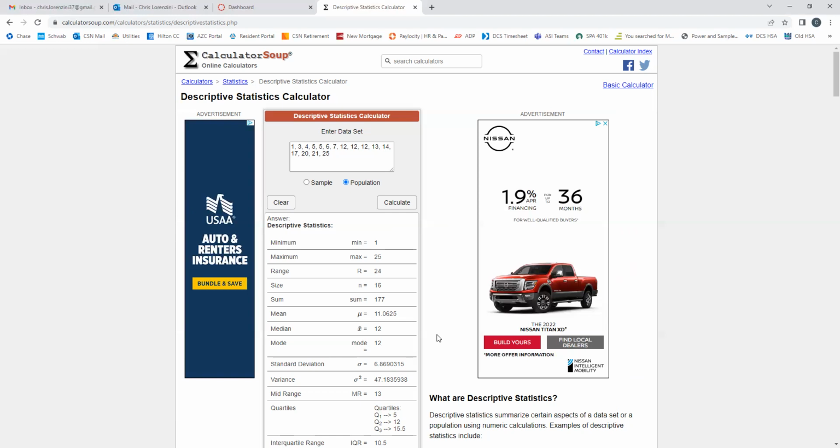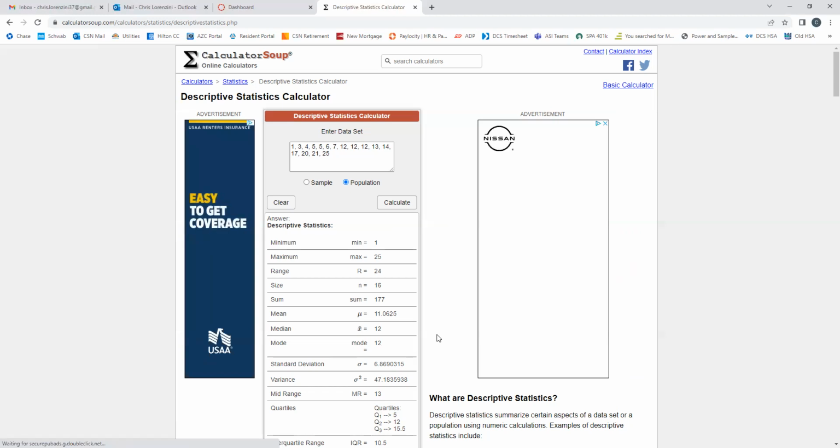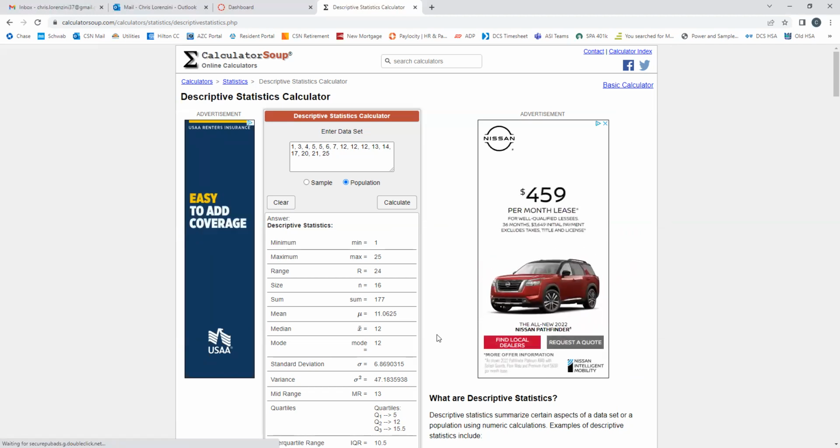We will never need to calculate the standard deviation on an exam by hand. It will either be given to you, especially at this point in class, or it'll be more of a conceptual question. And the conceptual question might be something like which data set has a bigger standard deviation, or what things impact the standard deviation, things like that.